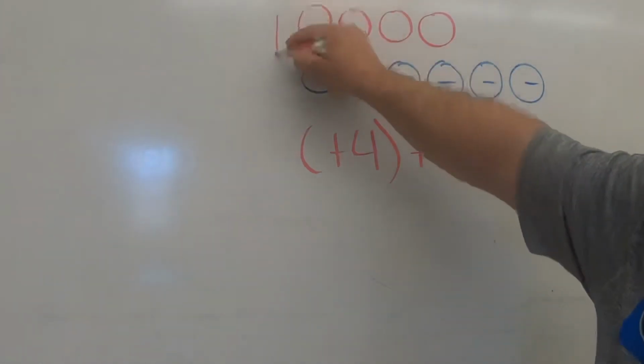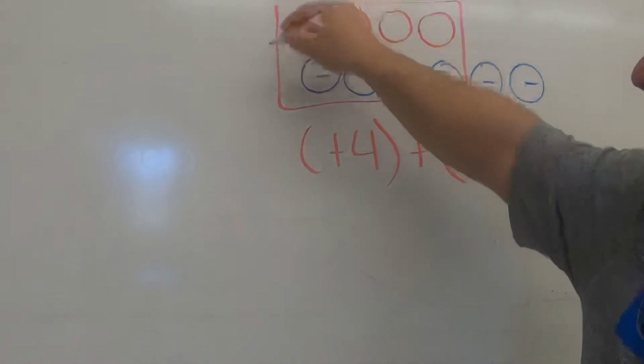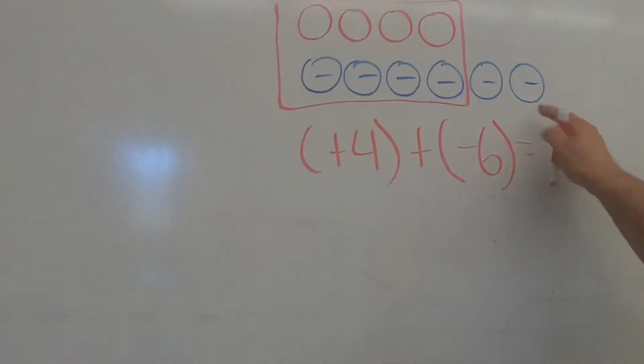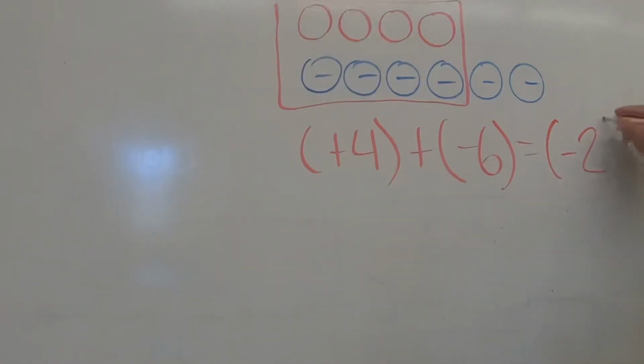Now remember, these 4 will all cancel out. They become what we call 0 pairs. So what's left over is 2 negative chips, or negative 2.